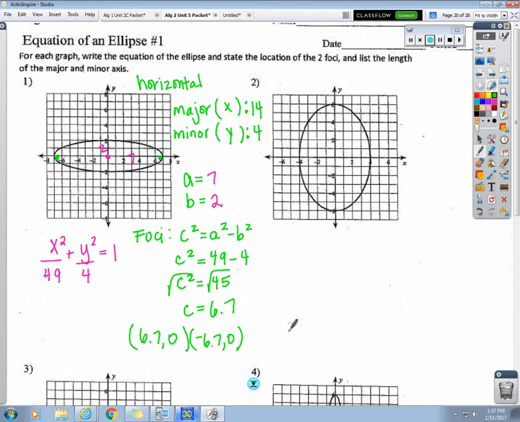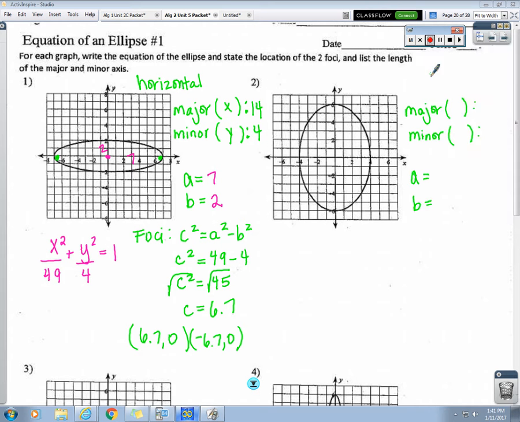Okay, try number 2 and then I'll go over it. Okay, is this a vertical or horizontal ellipse? Vertical. Okay, which makes the major axis the y-axis, and so that would automatically mean the minor is the x. How long is the major axis? How long is the minor?